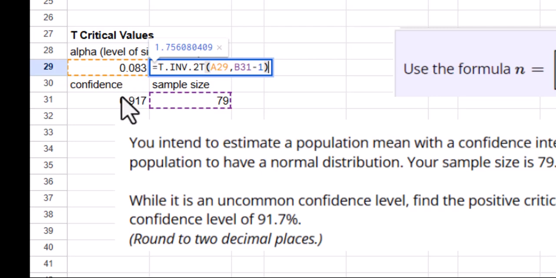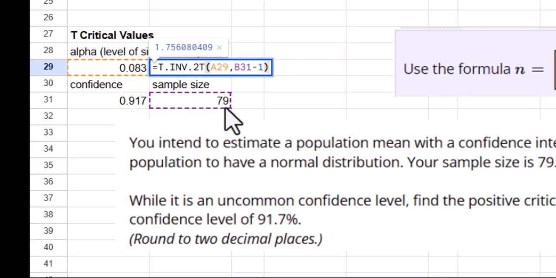So all I did was, let me bring this so you can see it now, I put in my confidence. I did 1 minus to get that. And then I referenced this cell for the probability, and then my degrees of freedom, which is 1 minus the sample size.